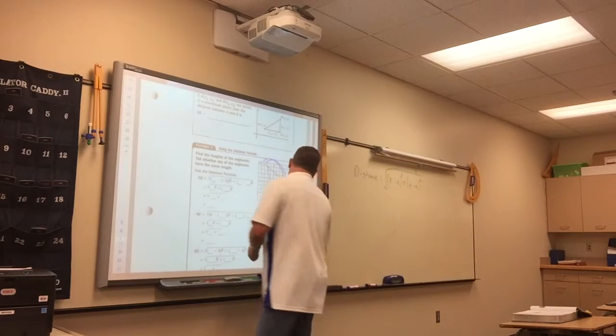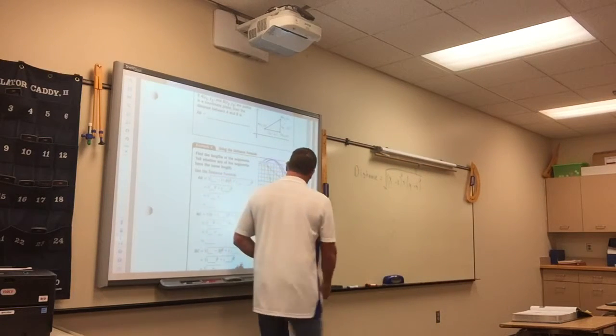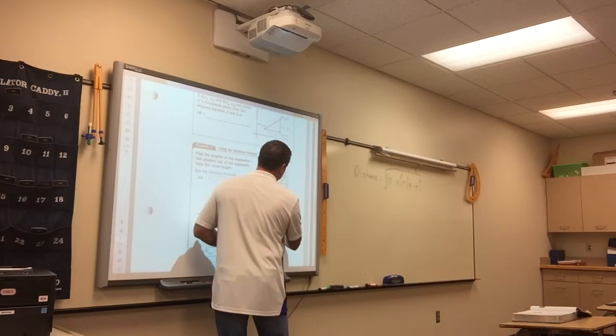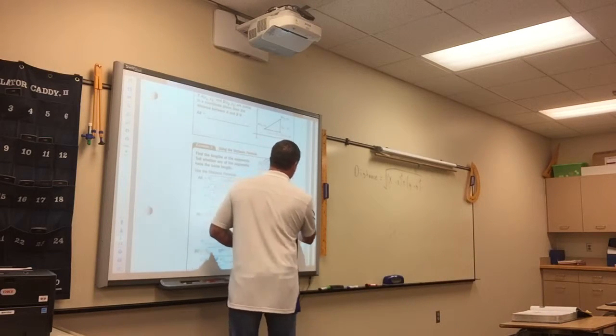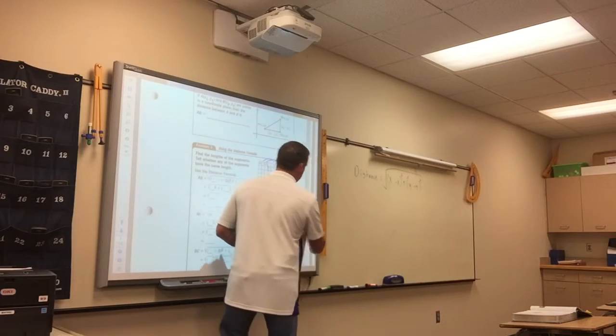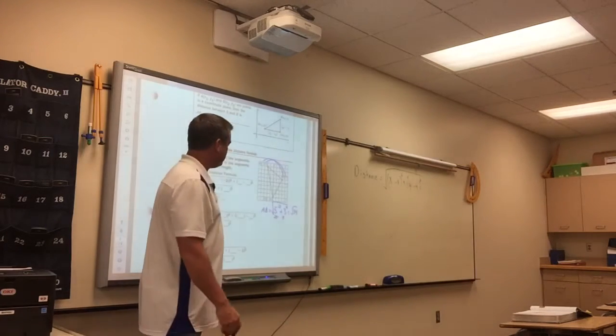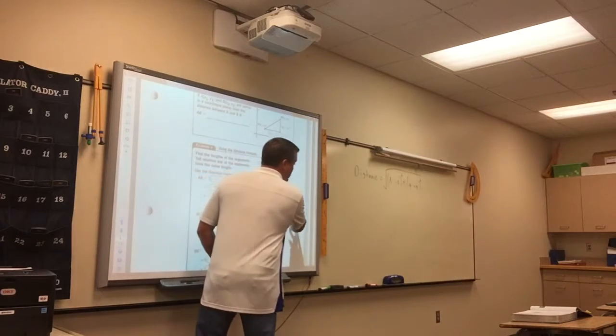So this turns out to be 25, that's the same one I had before. Plus 9 is 34. So you can just leave it the square root of 34, because it's not a perfect square.